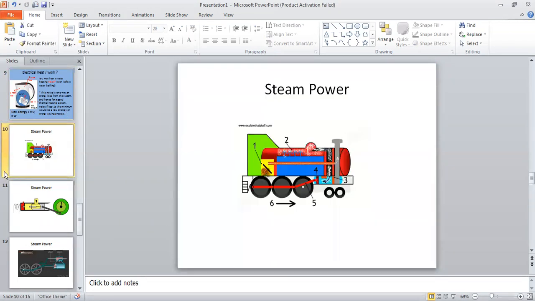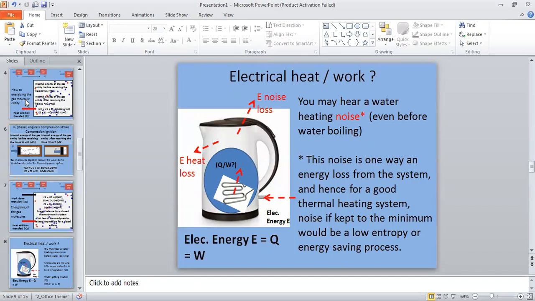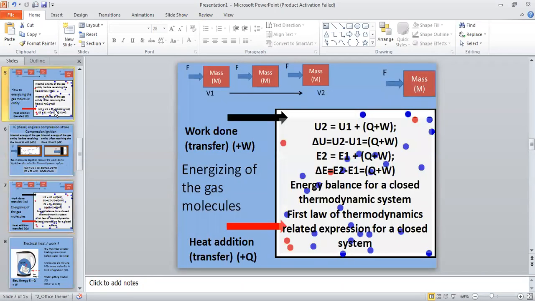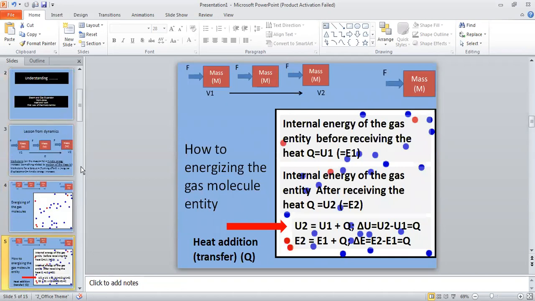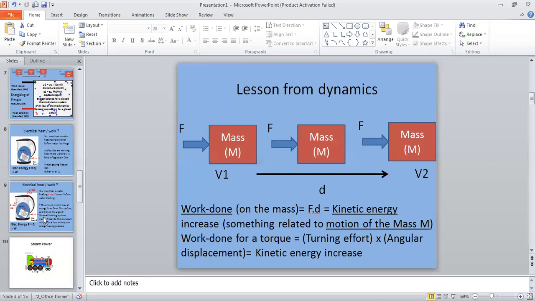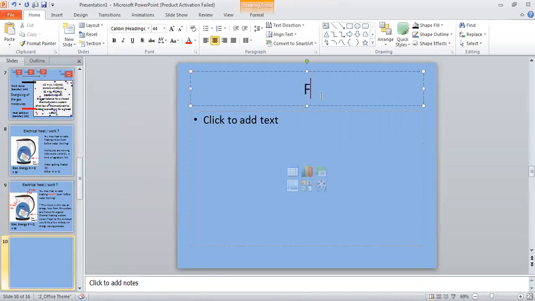Any question? So now these slides may help you to understand the first law of thermodynamics for a closed system. Or even energy balance.